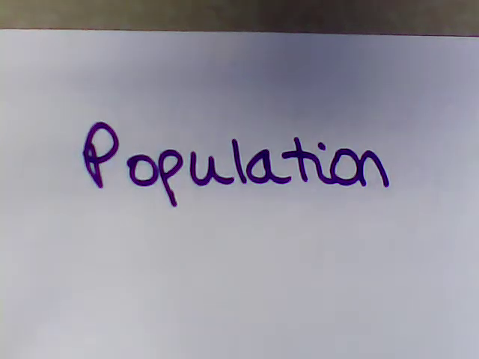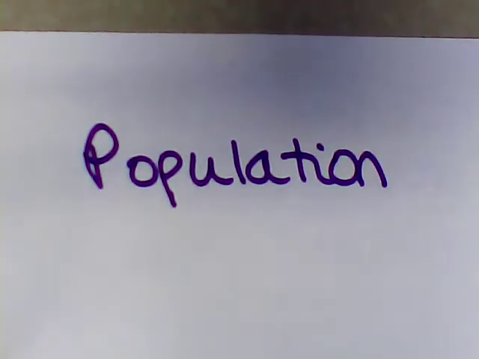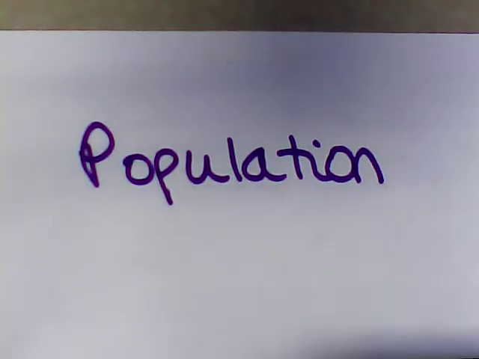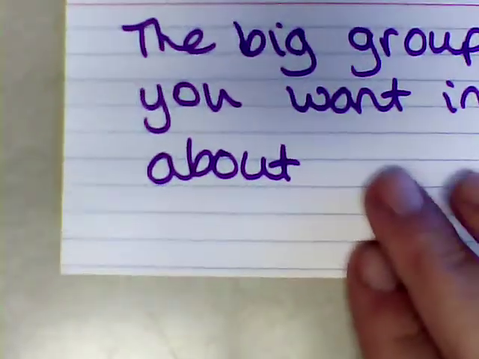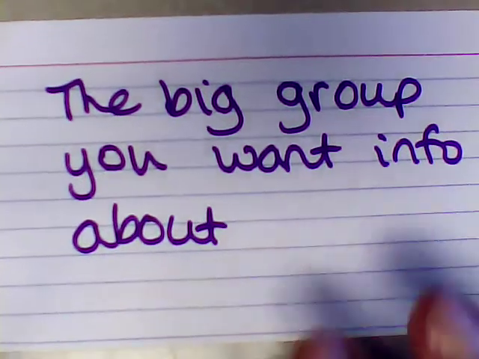These are the vocabulary words for Chapter 2 that can be found on pages 270 through 279 of your textbook. All right, so the first one we want to talk about is population. These are the index cards that I used last year. I'm going to try to explain. There's obviously also definitions in the textbook. So the population is the large group or the big group that you want information about.